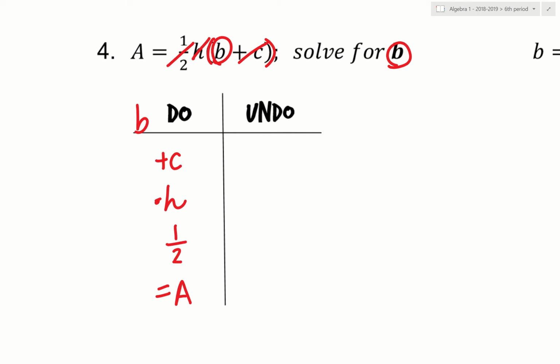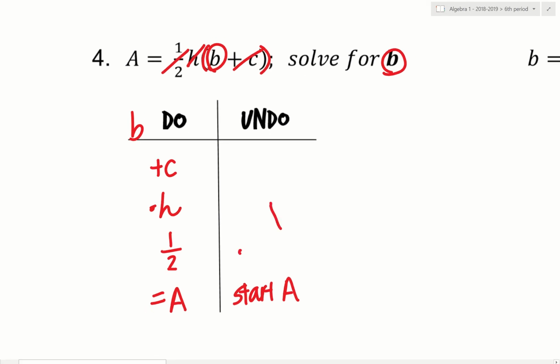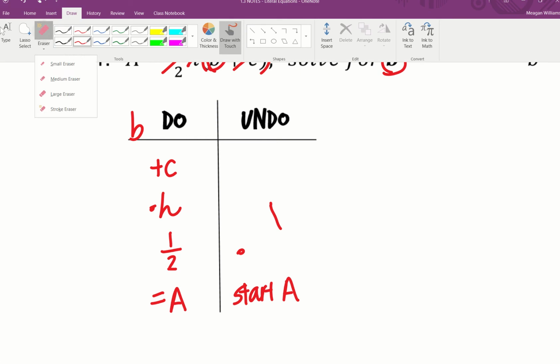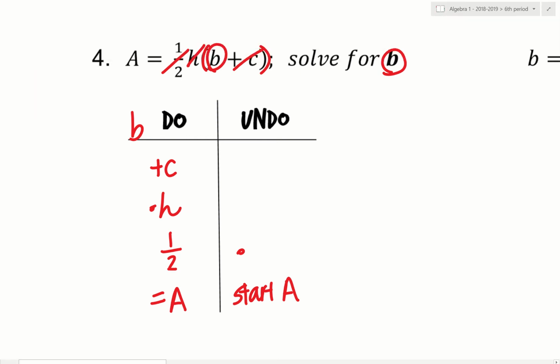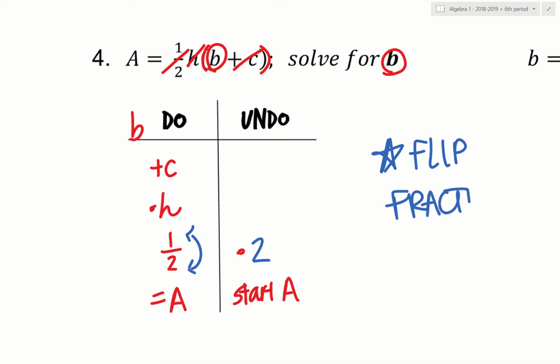So what's my opposite of equals A? Start A. What's the opposite of division? Okay. Now, do you remember this rule? When you divide by a fraction, you actually flip and multiply. So let's flip that fraction. What is that going to give me? Which is just? Okay, so with fractions, you need to remember, flip your fractions. Are you okay with that? Does everybody understand why I did that?